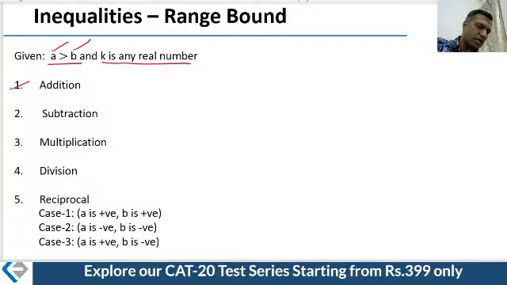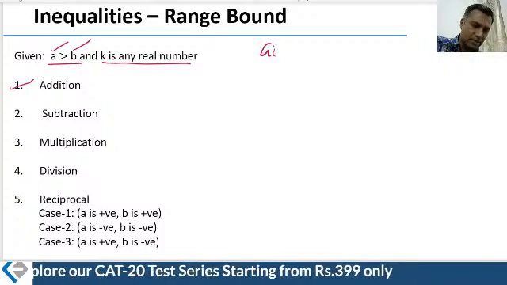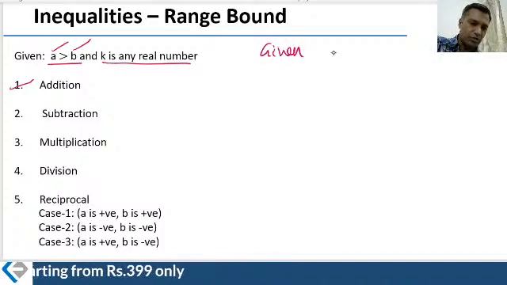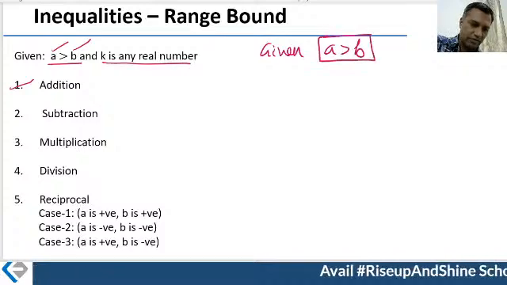So let's talk about the addition rule. What happens if I add K to both the numbers? See what is given to me, understand it clearly. What is given to me is A greater than B. This piece of information is given.